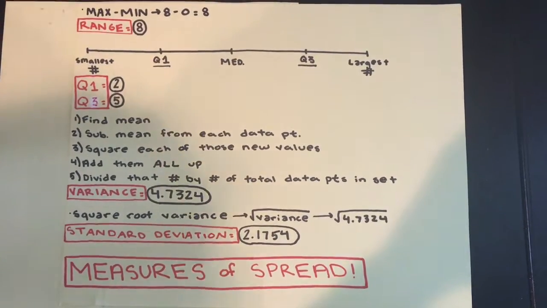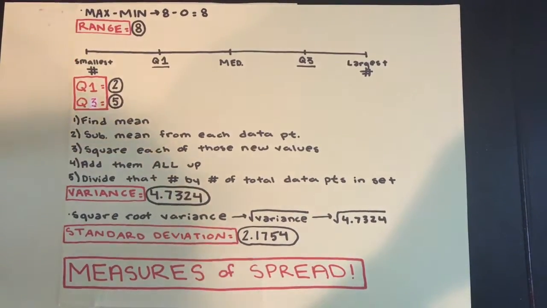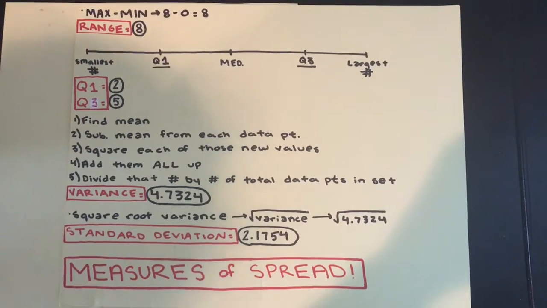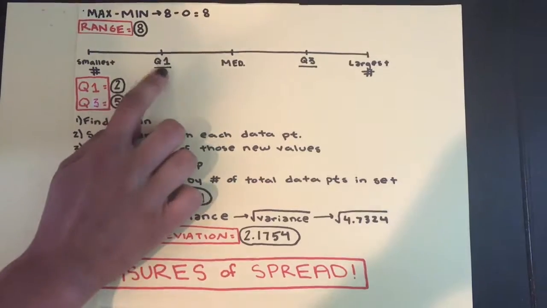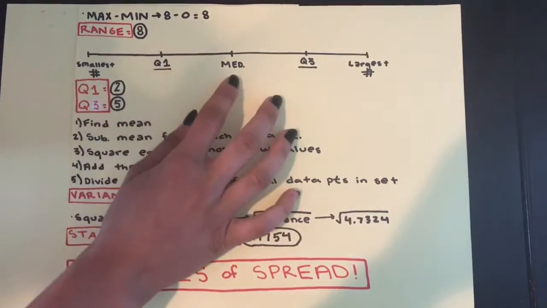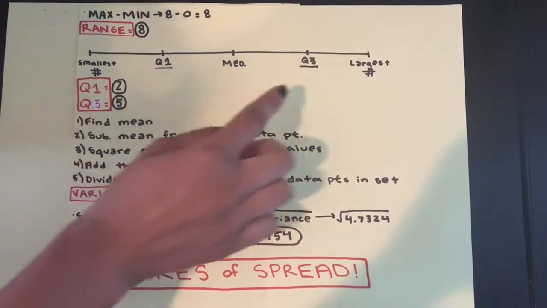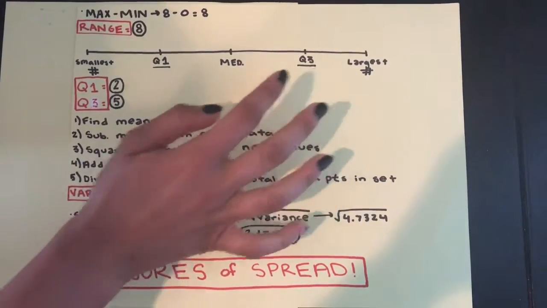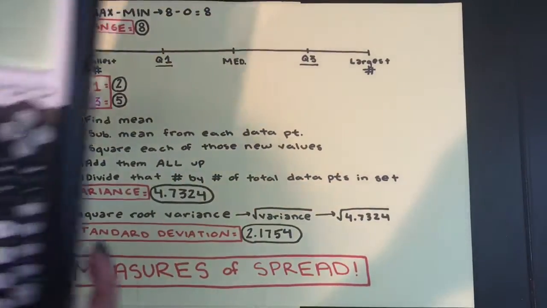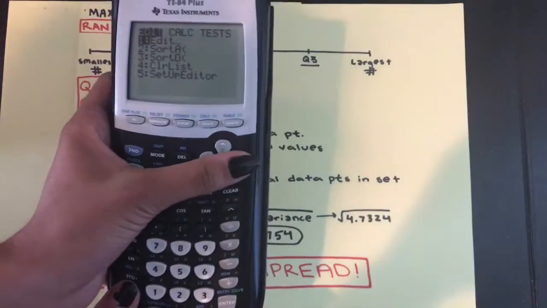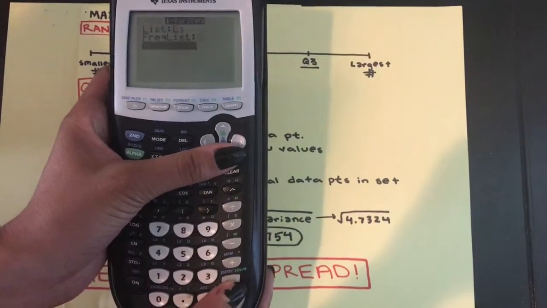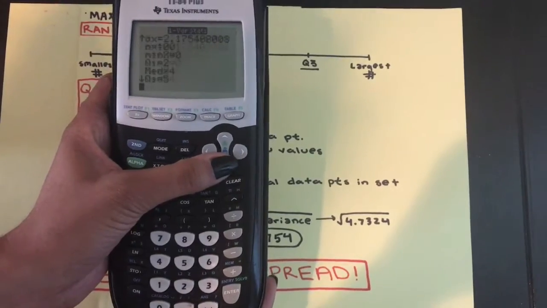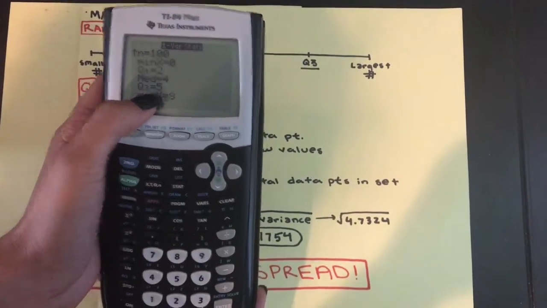So for range, it's just the max value data point minus the min, so 8 minus 0 is 8, so our range is 8. Then for Q1 and Q3, you could see here that Q1 is in the middle of the smallest and the median, so we have 2, and then Q3 is in between the largest and the median. And also you could find this in your calculator by going to Stat, then Calc 1, keep hitting Enter, and if you scroll down, you'll see Q1 and Q3.